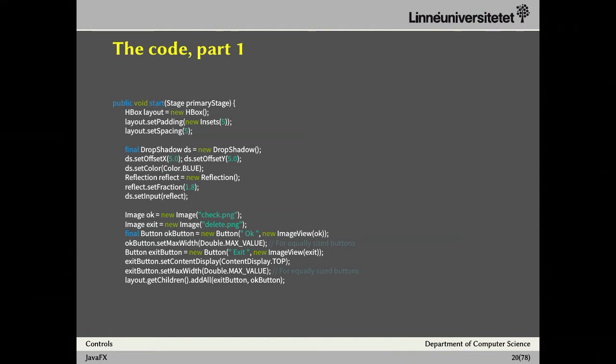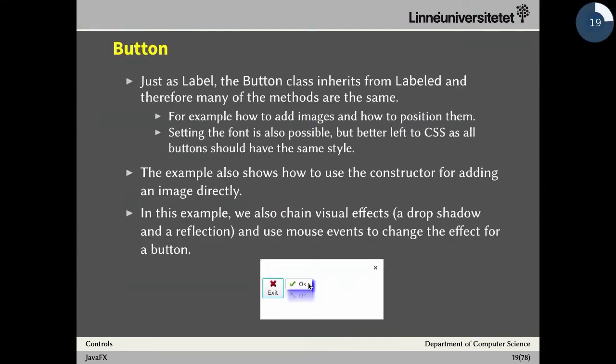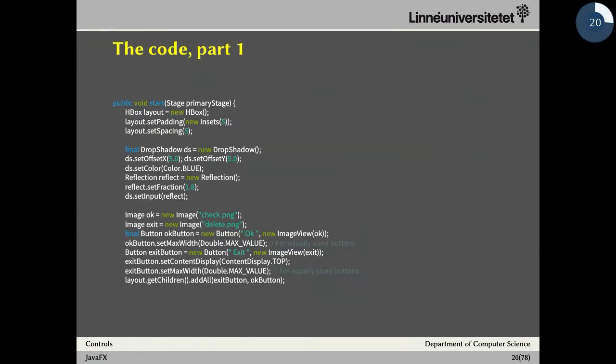We create two images, check and delete, which we saw previously, a cross and a tick. And we create a button, and this button has setMaxWidth set to double max value, which is a shortcut for actually creating them exactly the same size. And we do that for both of them.